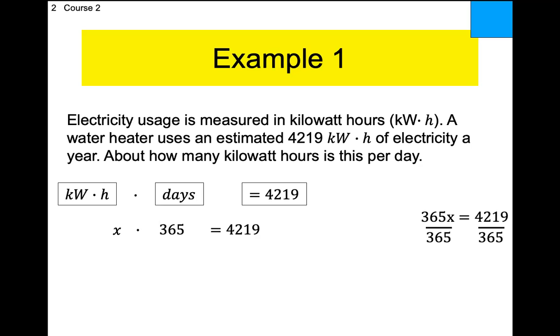By the way, anybody got an answer? 11.55. So 11 kilowatt hours per day, right? Okay, that's cool. Remember, whenever you round, you can't put an equal sign. You got to put the approximation symbol. All right, so that's that one. I just get that one out of the way.